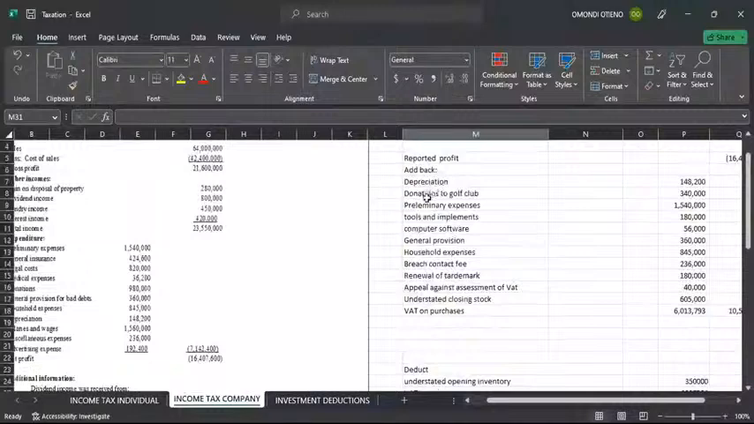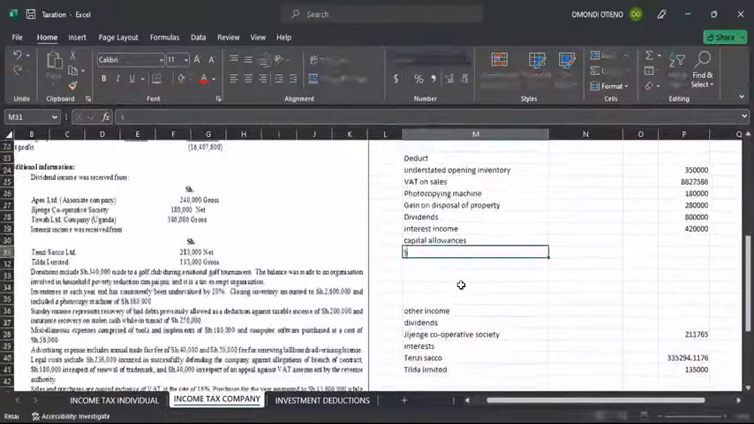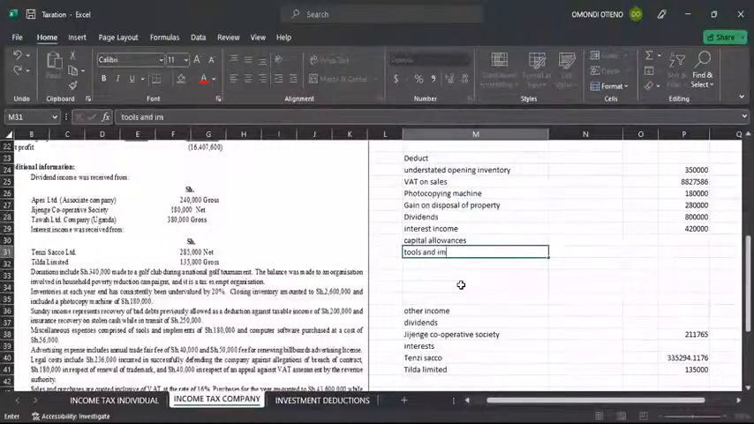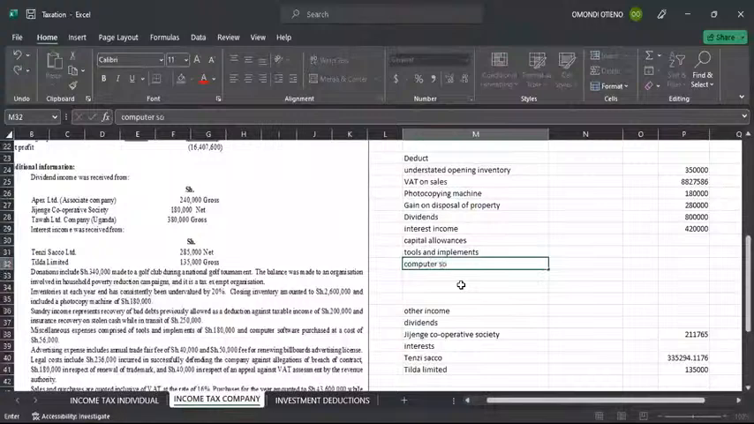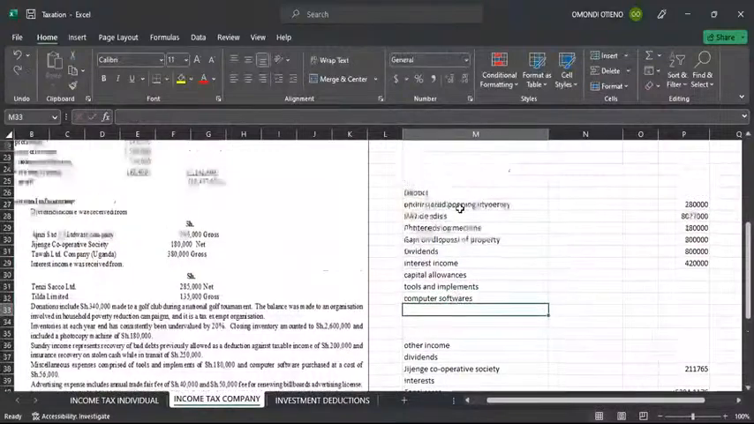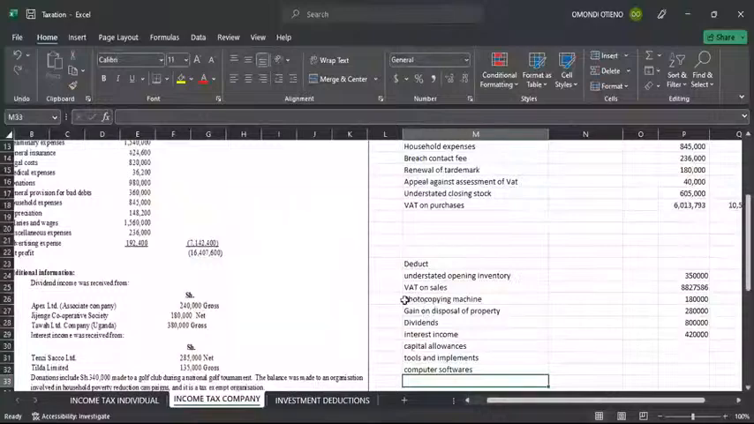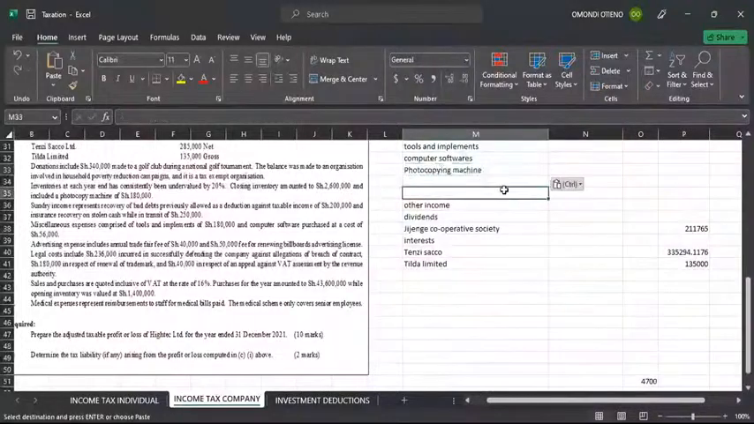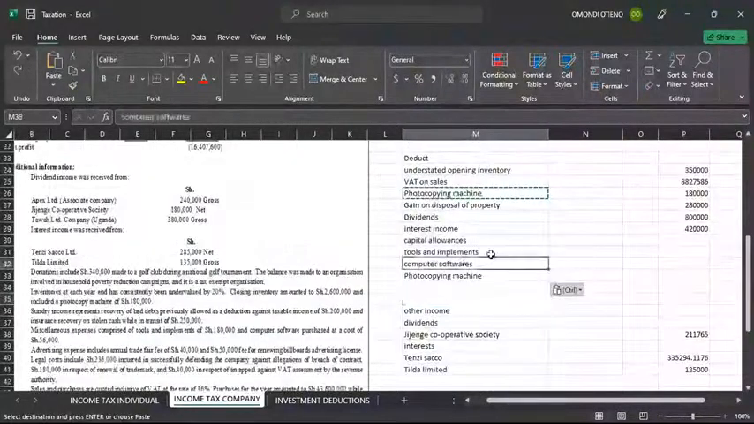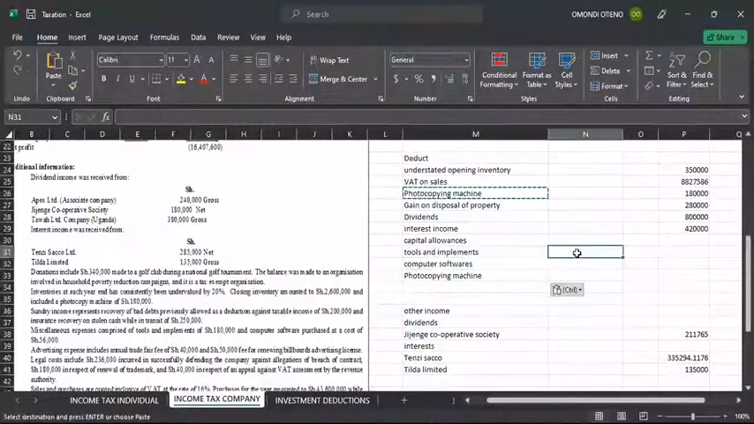So if you come to this section here, how many assets did we have? We had tools and implements. We add computer softwares. So we have tools and implements. We have computer softwares. And then we also have what we deducted due to the way it affected our profit, that is photocopying machine. Photocopying machine will also be brought to that particular area. So let's put them with their values. The tools and implements.